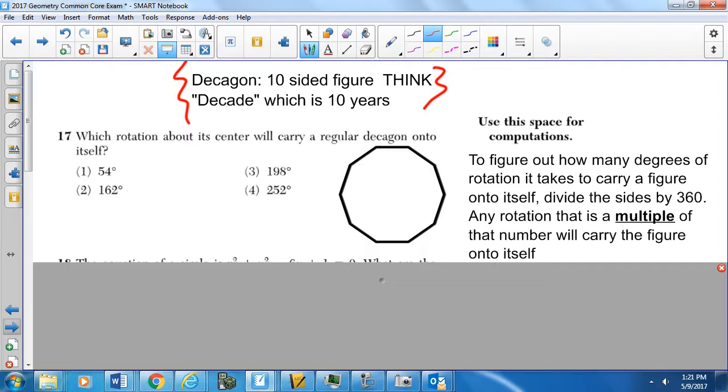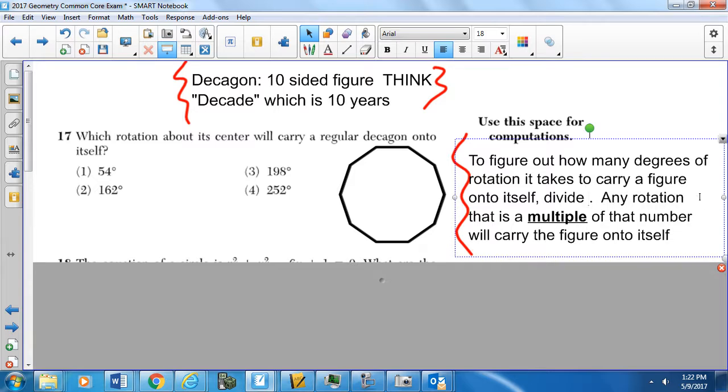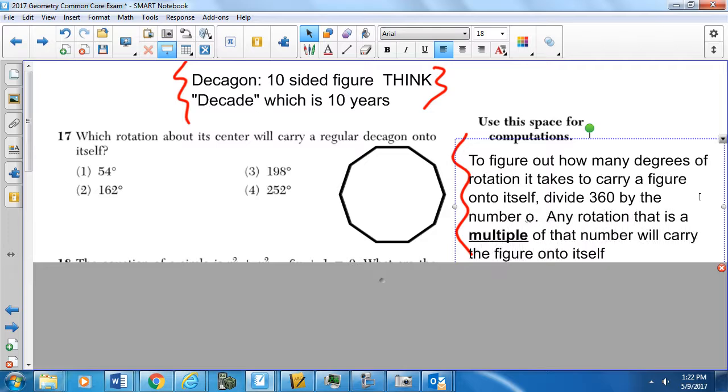Now, I also want you to write this down. To figure out how many degrees of rotation it takes to carry a figure onto itself, divide the sides. That should say number of sides. I'm going to change that right now. And what this should say is divide 360 by the number of sides.